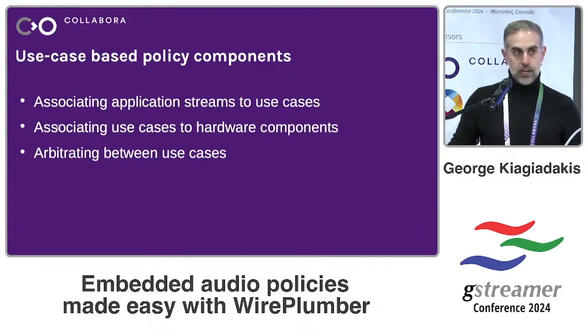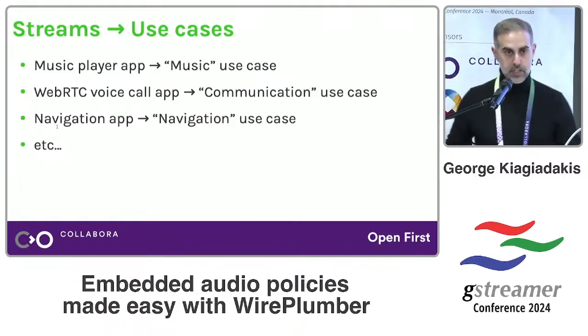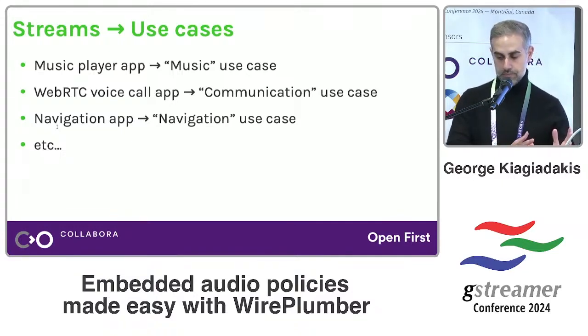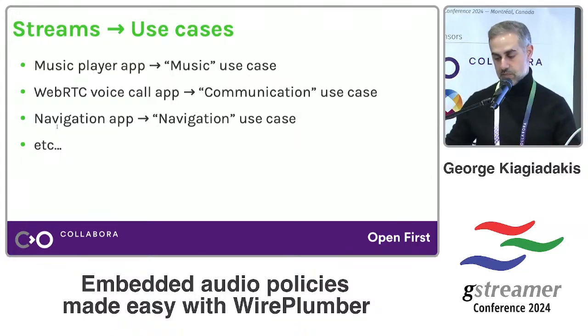Now let's discuss what are the components of such a use case-based policy. The first component is associating streams with use cases. So you need a set of rules that will tell you what use case each stream belongs to. So for example, if you have a music player app, it belongs to the music use case. But how do you know? You need some kind of heuristic to understand that, oh, this is my music player, so I will assign it the music role, and I will treat it as music. Whatever comes out of this application is music. Similar for other roles.